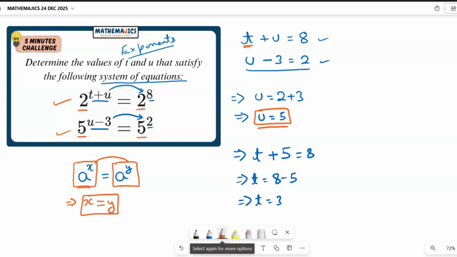Correct. So these are the two values of the variables that were asked to find, t and u. t is 3 and u is 5. So this is our answer.